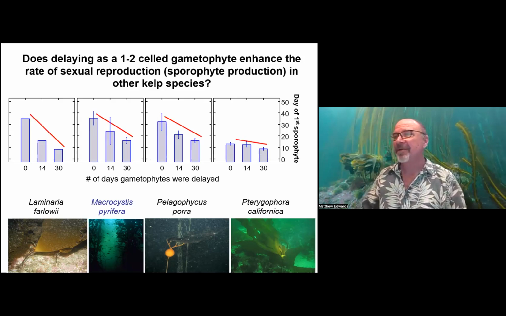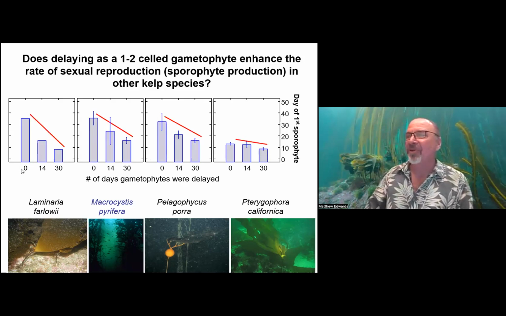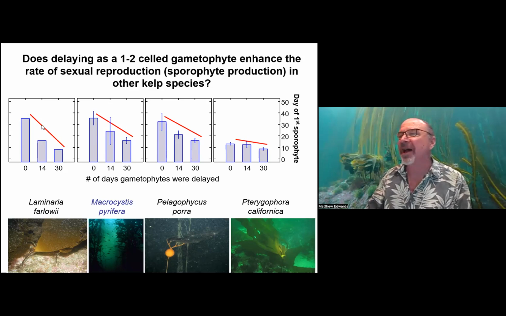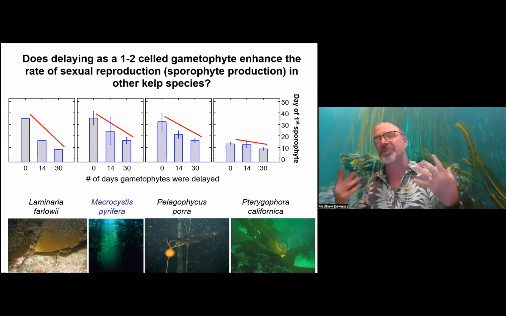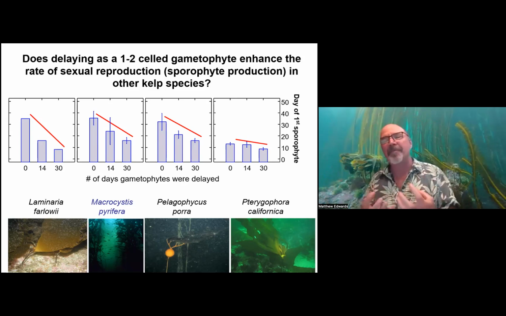And the take home from this is, the longer you delay, going across the x-axis on all of these, the date for sporophyte appearance, the higher you go up, the longer it takes. The longer you delay, the quicker they recruit. So a longer delay probably allows them to build up some machinery. They're photosynthesizing. They do have plastids. It probably gives them a bit of a competitive advantage.